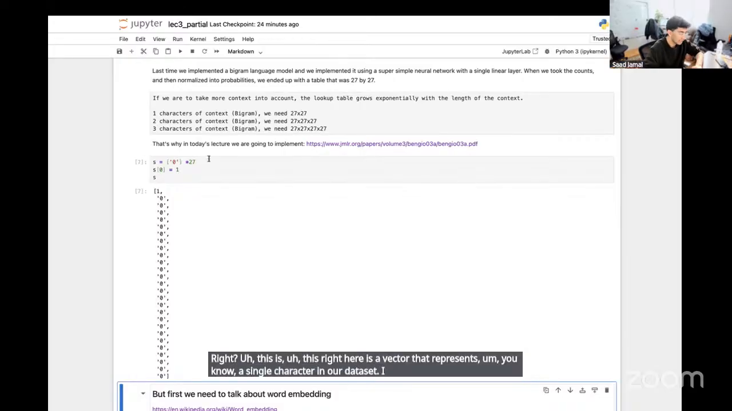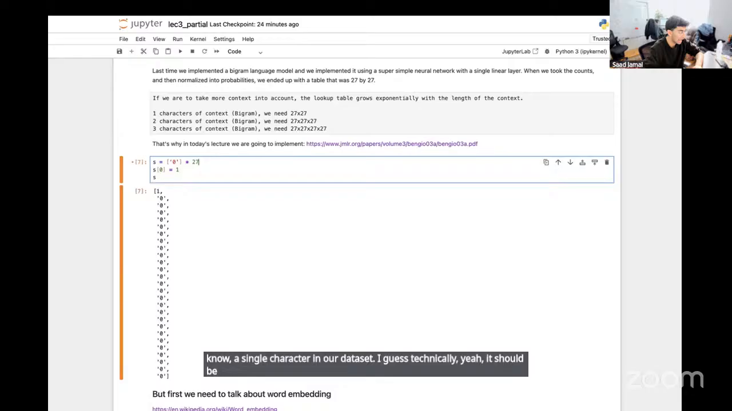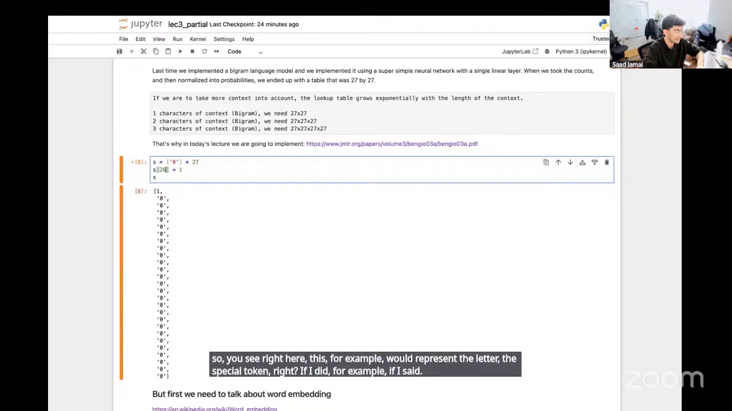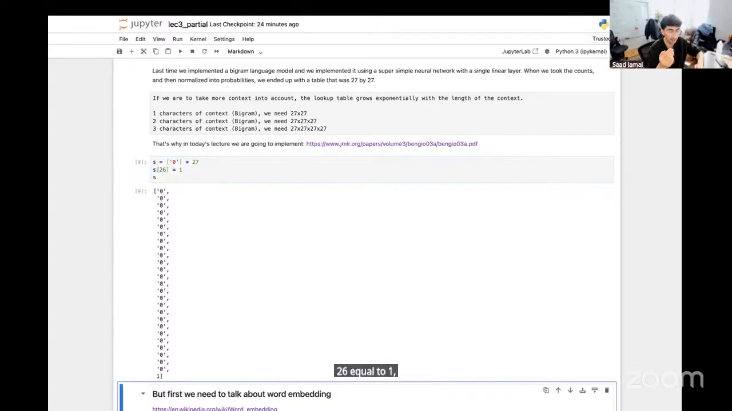I guess technically it should be 28, let's say. Wait, I'm so sorry, there's 26 characters in the English language. My bad. I've been doing that wrong. So you see right here, this, for example, would represent the special token. If I set 26 equal to 1, this is the vector for the letter Z. So these are what we call one-hot encoded vectors.